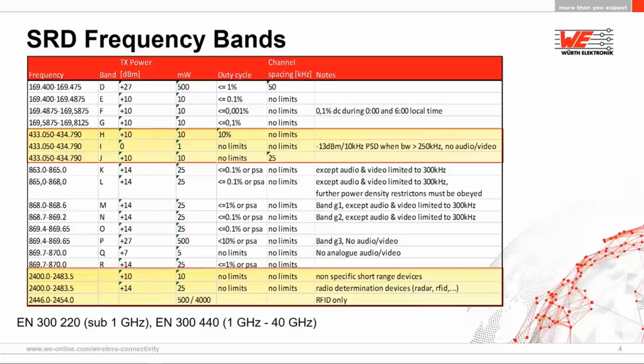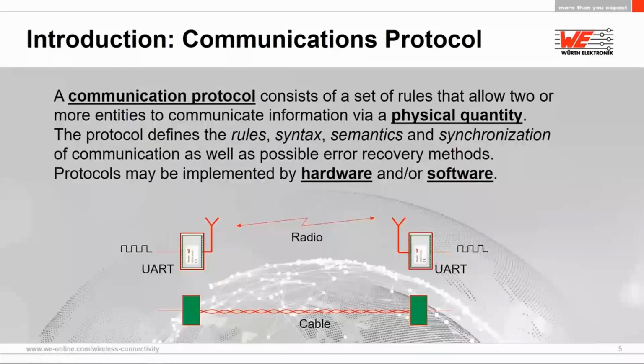Basically, those are the four bands, and these are regulated by the European norm 300.220 for the sub 1 gigahertz and the 300.440 for above 1 gigahertz to 40 gigahertz. So these bands are regulated in Europe by the ETSI, or FCC in America, IC in Canada.